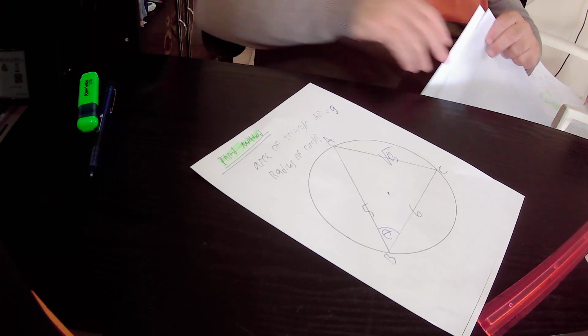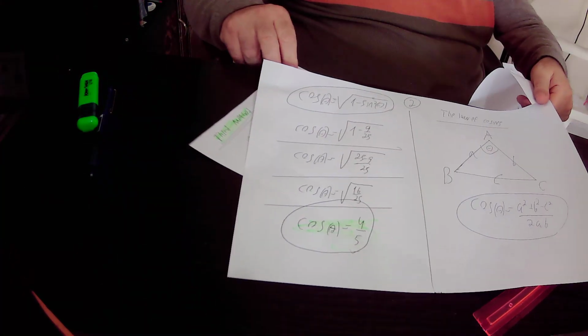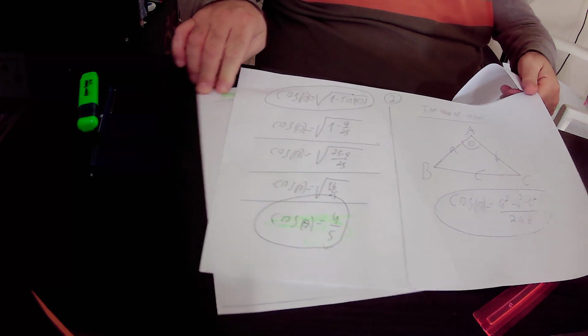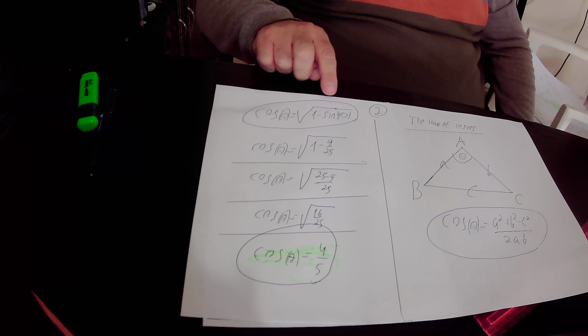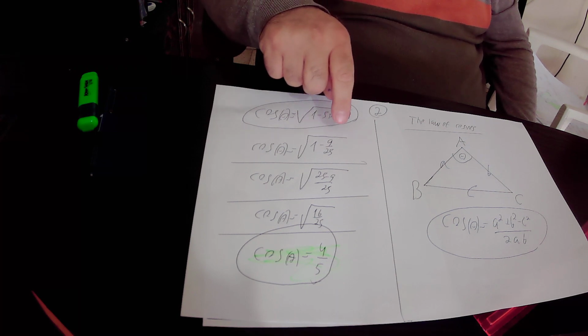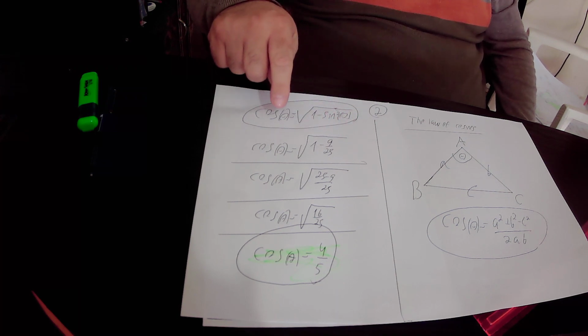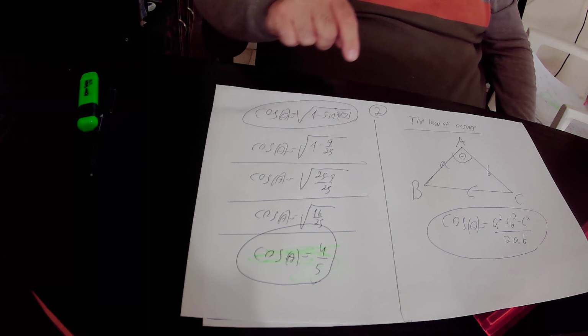Then we actually have the trigonometric identity that cosine theta equals the square root of 1 minus sine squared theta. We know that sine theta equals 3/5, therefore sine squared theta is (3/5) squared. That is 3 squared, that is 9, over 5 squared, that is 25. So cosine theta equals the square root of 1 minus 9 over 25.